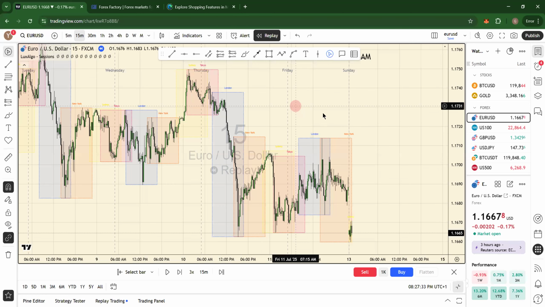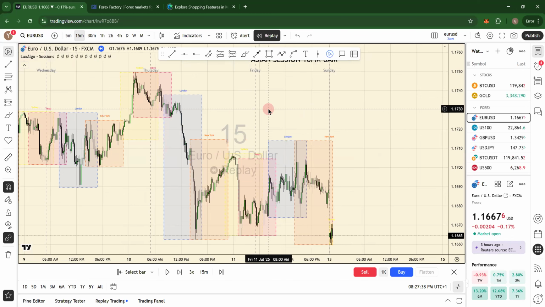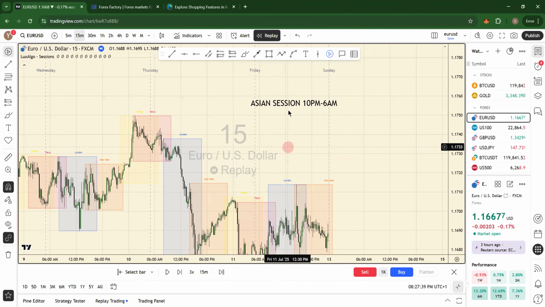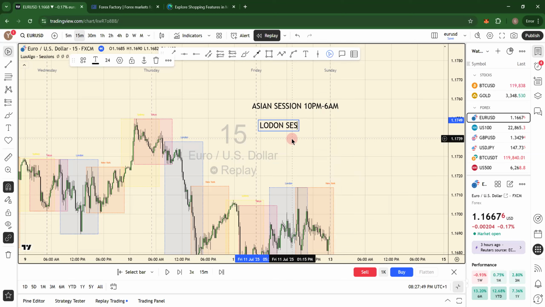But Tokyo actually overlaps a little bit into the London session. Now, what time does the London session open? 8 a.m. That's what they call the pre-London session. It opens at 8 a.m. So the London session opens at what? 8 a.m. and it goes right up to what? It goes right up to 4 p.m.